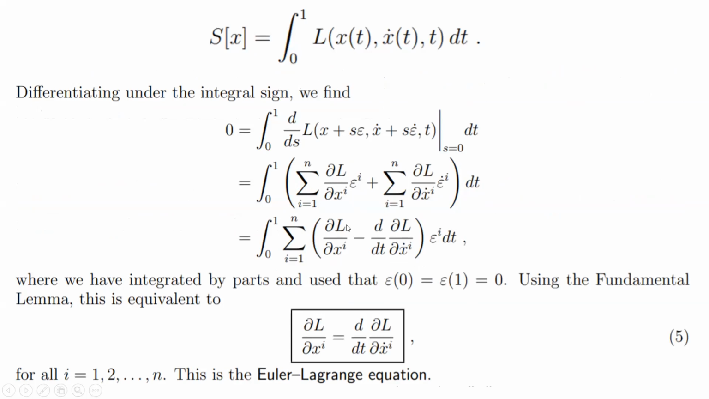And so we now integrate by parts, and we use the fact that the new curve that we're adding has to be 0 at the endpoints, because we can't change our endpoints. So we know this new path epsilon has to have epsilon(0) equals epsilon(1) equals 0. And so we want this integral to be 0 for any choice of epsilon.